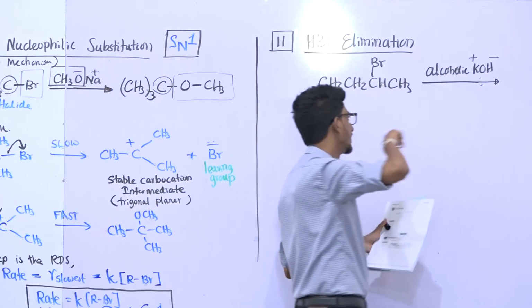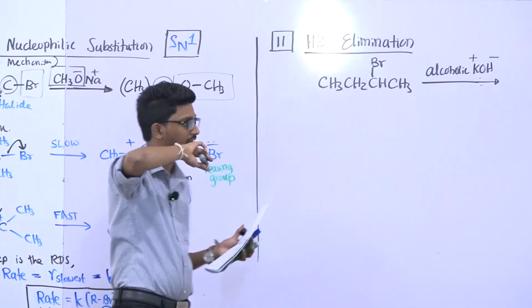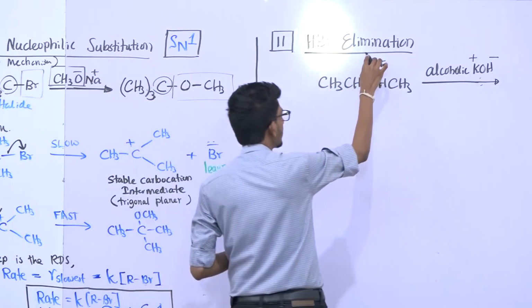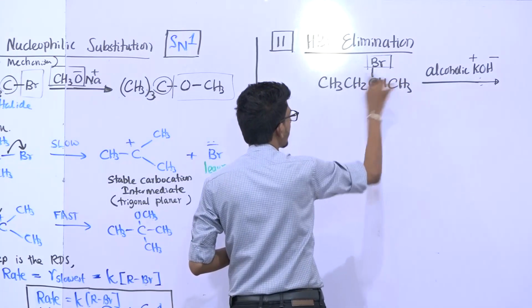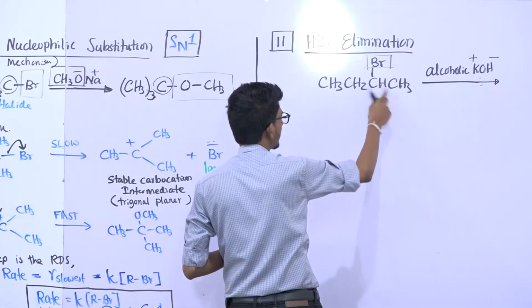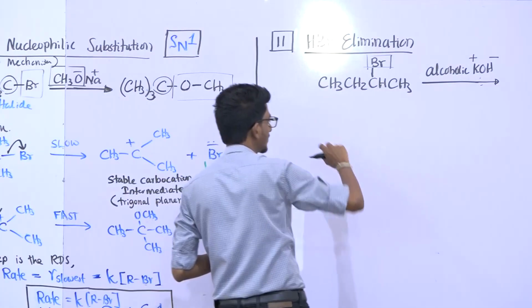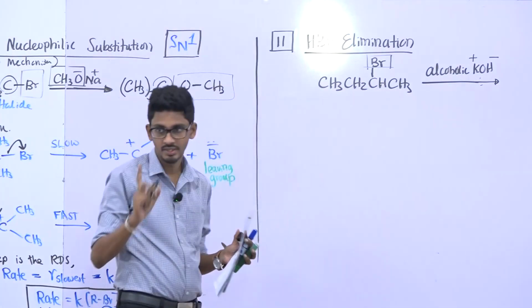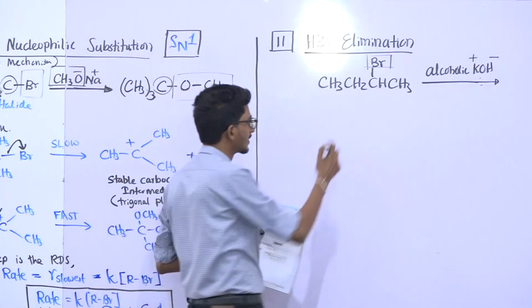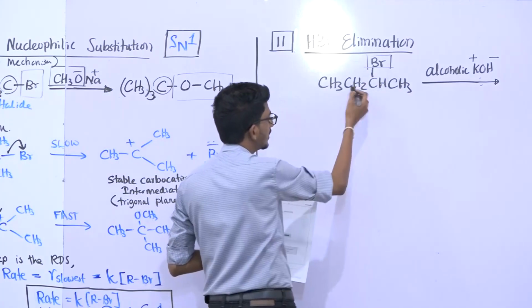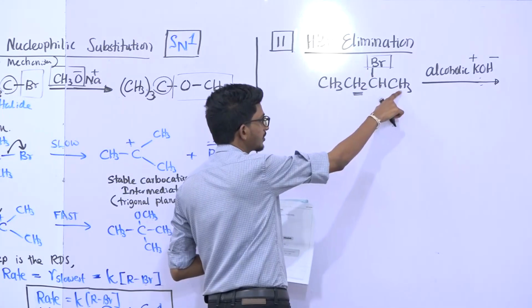So we know with the alcoholic KOH, alcoholic OH minus, right? What will happen? This Br will leave with one of the hydrogens from the adjacent carbons. Actually, from which carbon? From the carbon with the least number of hydrogens, right? So with this hydrogen, this Br will leave, as this carbon has 3 hydrogens and this has 2.